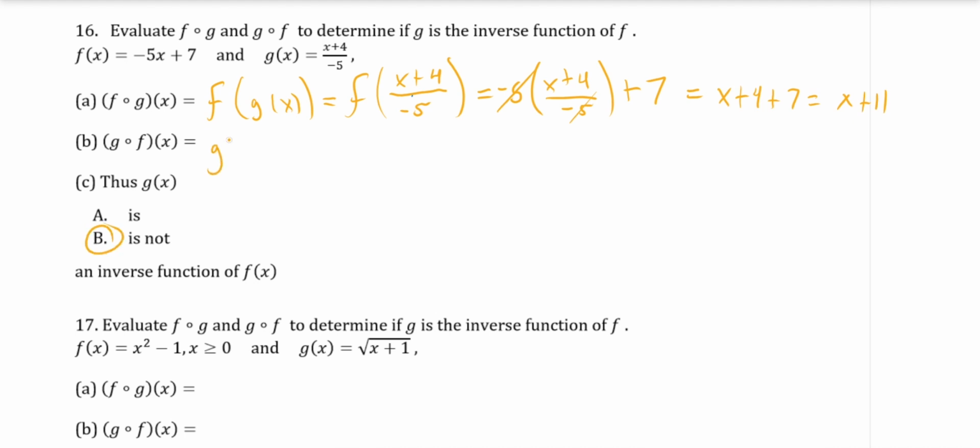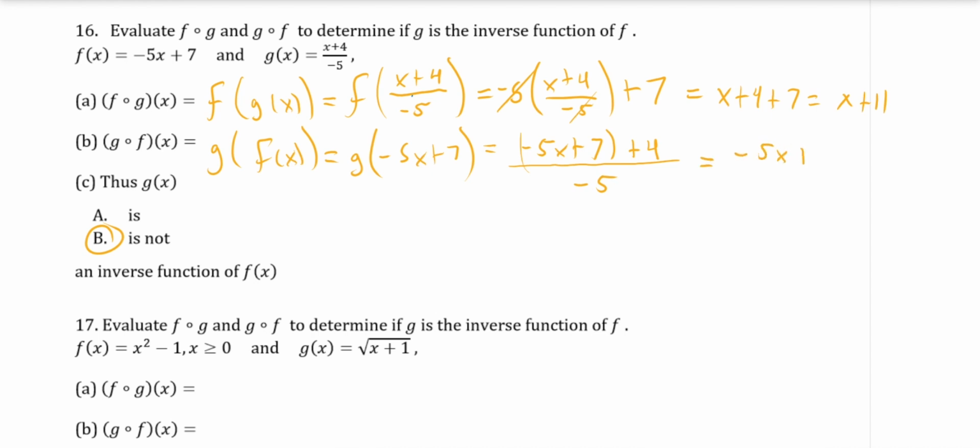On the other hand, we could also look at g of f of x, which is to say take g of minus 5x plus 7. And if we do that, we're going to want to take the thing, minus 5x plus 7, and add 4 to that and divide it by minus 5. But that's just going to be minus 5x plus 11 over minus 5. And here we can see that not only do we have this problem with this 11, but we're dividing it by minus 5 still. So even though we could cancel this part, we're still going to have minus 11 over 5.